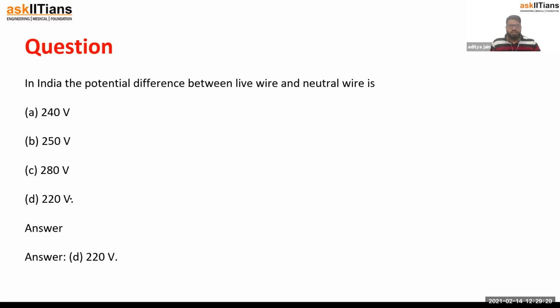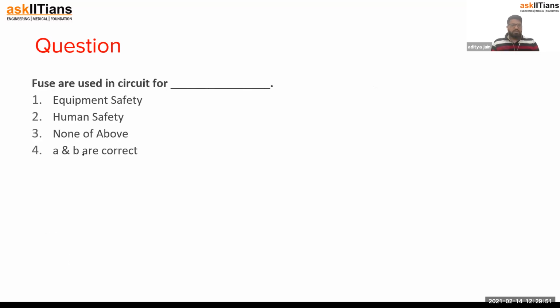In India, the potential difference between live wire and neutral wire is, so we already discussed in the domestic circuits that in India, the potential difference between live and neutral wire is 220 volt. That's why the supply is known as 220 volts. The supply which is coming into your houses in India is 220 volts. Done? Sorted? Okay. Now question number 3.